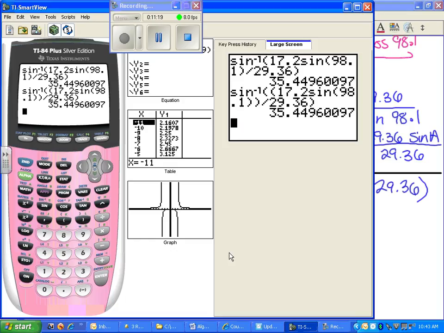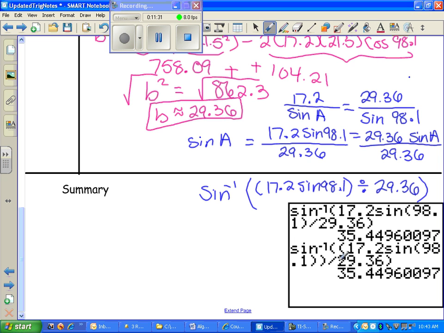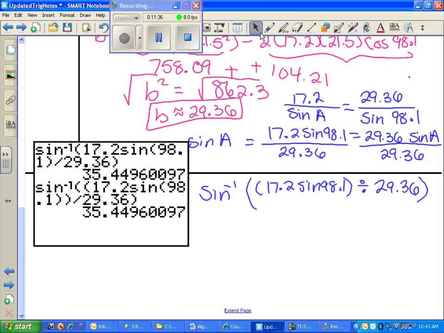So second sine is because the unknown is the angle. Anytime you want the angle is when you're going to be hitting the inverse function, the second sine. So we had typed it in up here. I typed it in twice, but we got the same answer, so we're good. So angle A is approximately 35.45 degrees.